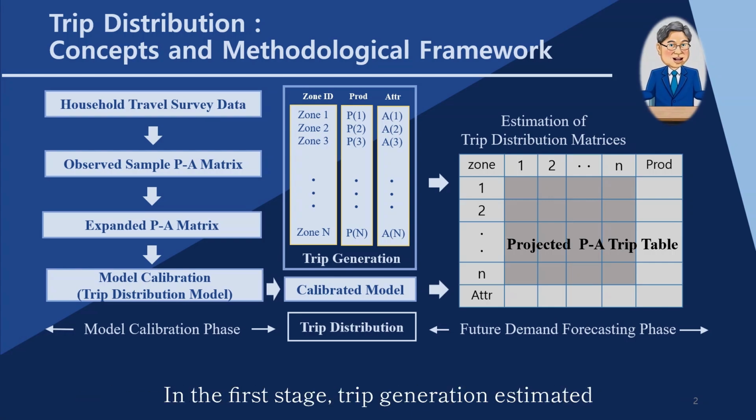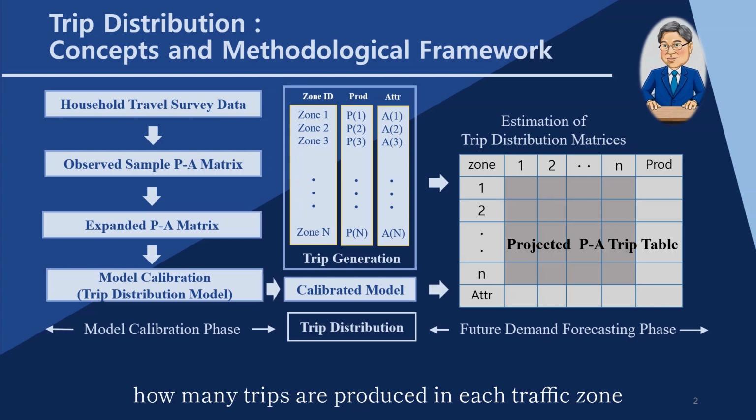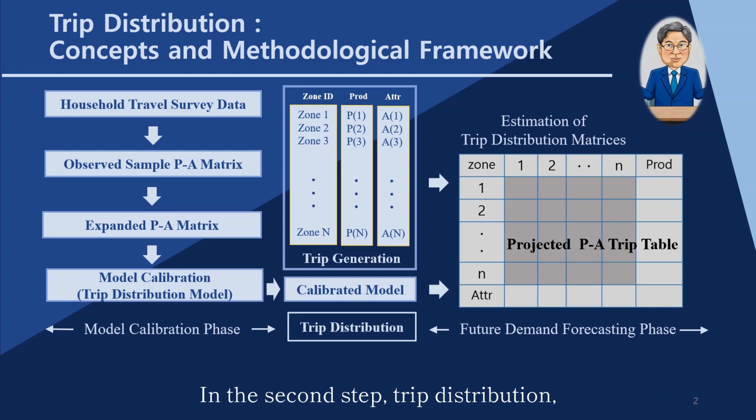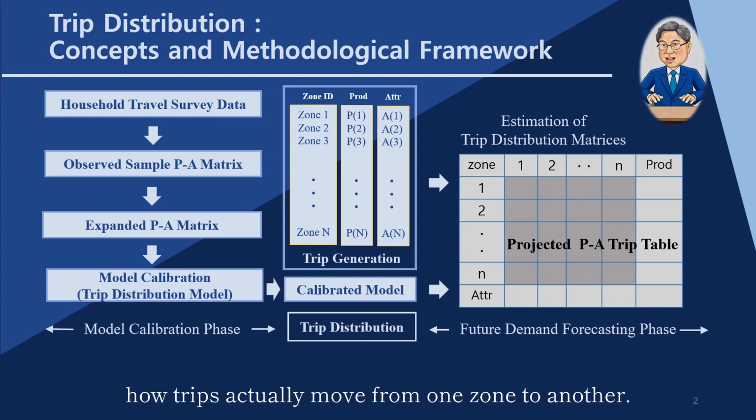In the first stage, trip generation estimated how many trips are produced in each traffic zone and how many trips are attracted for activities. In the second step, trip distribution, these results are used to estimate how trips actually move from one zone to another.